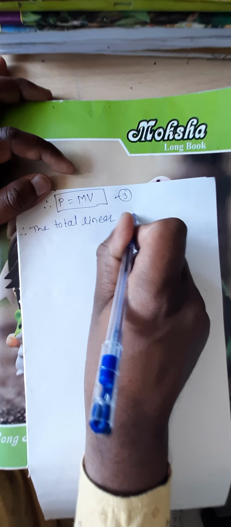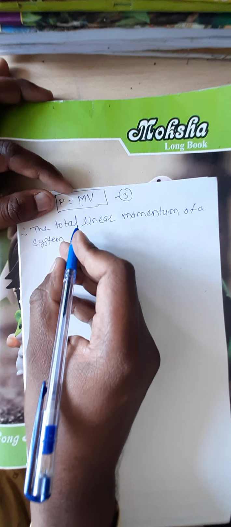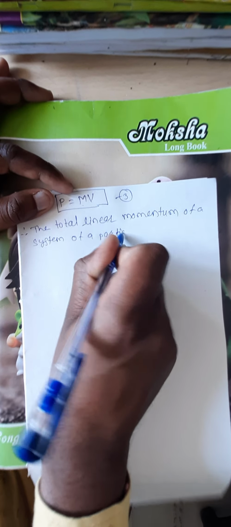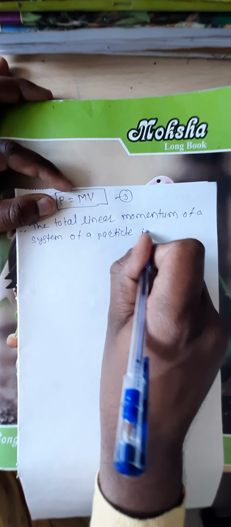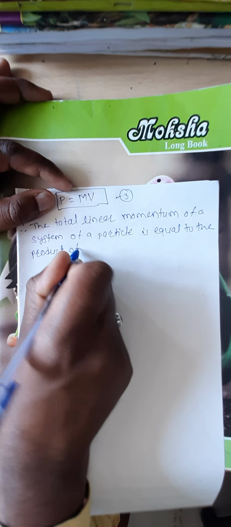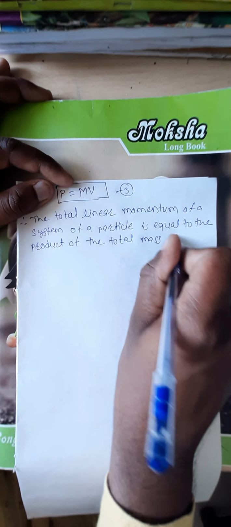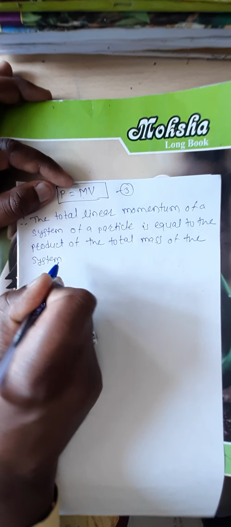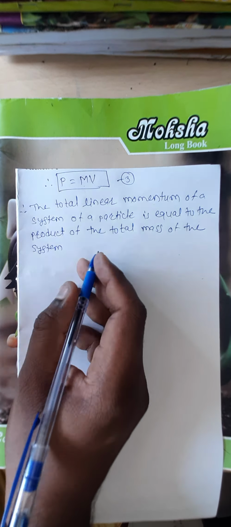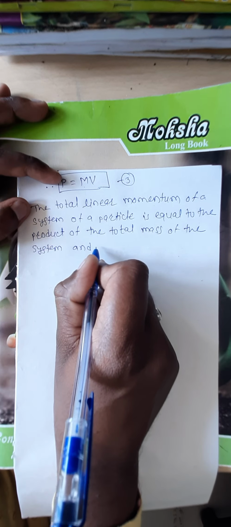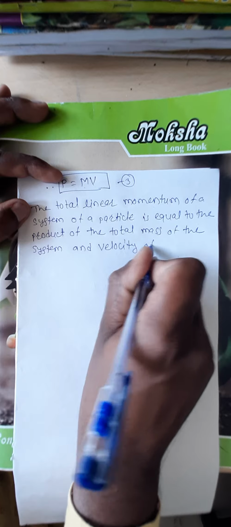Therefore, the total linear momentum of a system of particles is equal to the product of the total mass of the system and v, the velocity of the center of mass.